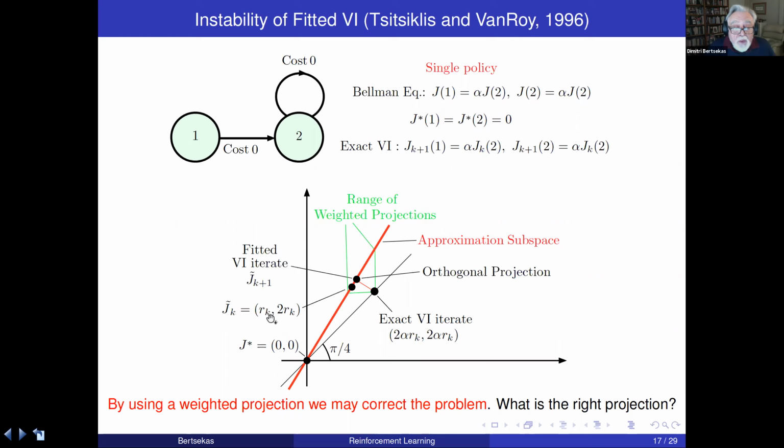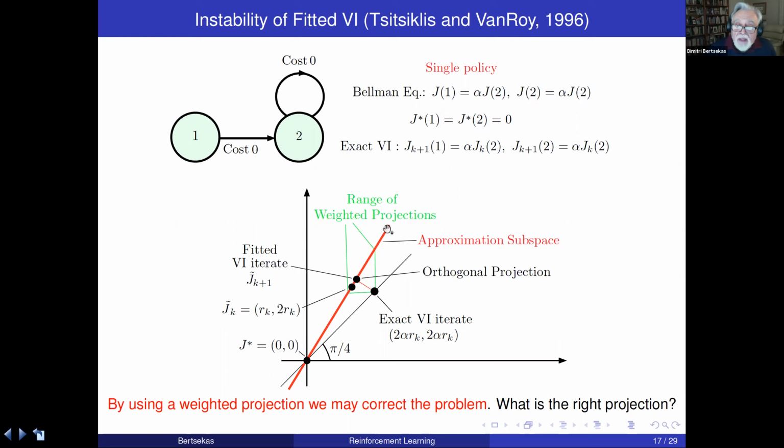So now what we want to do is take an iterate of fitted value iteration on this line, which has to be of the form aligned with a vector 1, 2, and apply the value iteration algorithm to it, which will give us this vector here, okay? Now the value iteration algorithm multiplies by alpha; the second component of this vector is 2rk. So it's multiplied by alpha to get both of the components. That's value iteration starting from this point here. Gives you this.